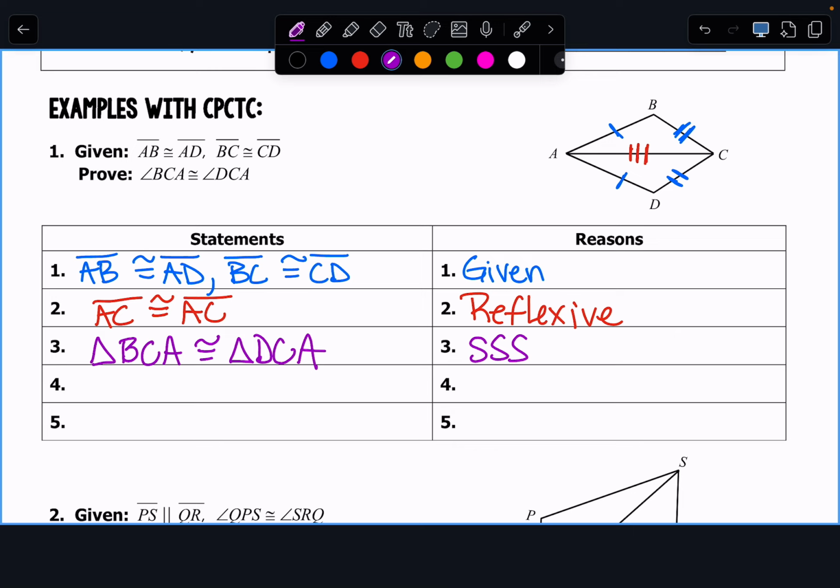Well, I knew that the angles had to be in the right order, so I just wrote them in that order. If you wrote ABC and ADC, is that fine? Yeah. Of course it is. So now in our last step, we can say, hey, these angles are congruent because they're corresponding parts of congruent triangles.